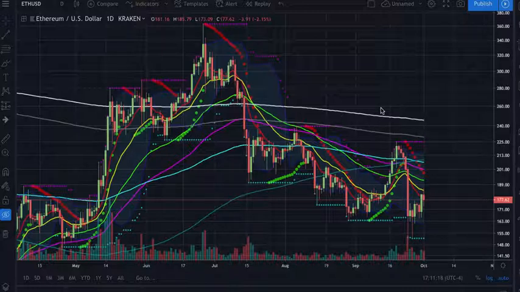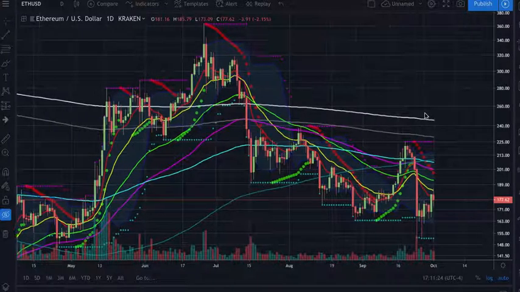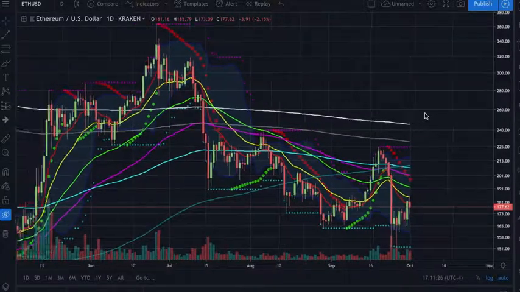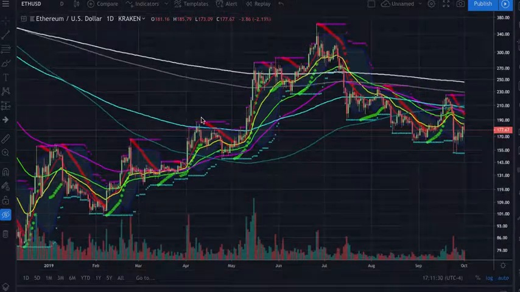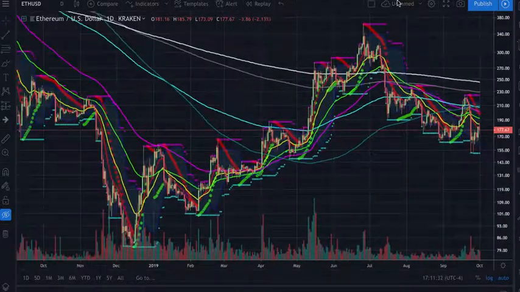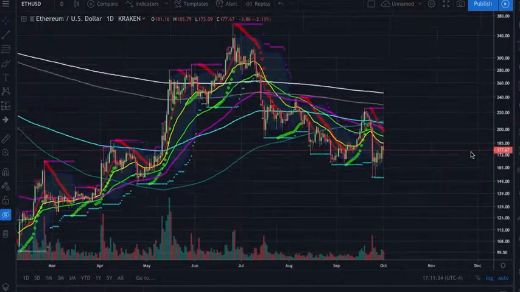Alright, so here we've got the Ethereum Kraken chart, and we are on the daily time frame right now. I just have some moving averages pulled up here, and we're going to do the lowdown real quick. We have been basically in a downtrend. We got the bounce up here, we got the big bounce, and now we're entering back into a downtrend here.